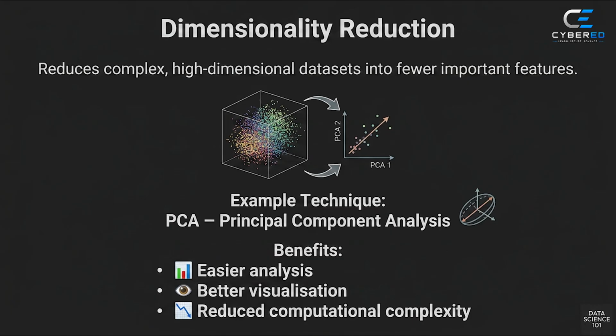Another unsupervised technique is dimensionality reduction. Security datasets may contain hundreds or thousands of different features. Techniques such as principal component analysis, or PCA, reduce this complexity while attempting to preserve the most important patterns. This makes large security datasets easier to analyze and visualize.